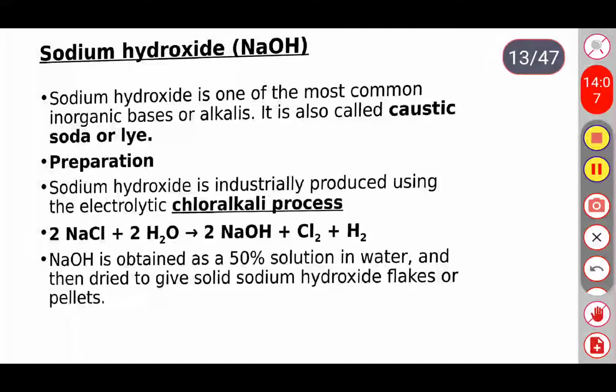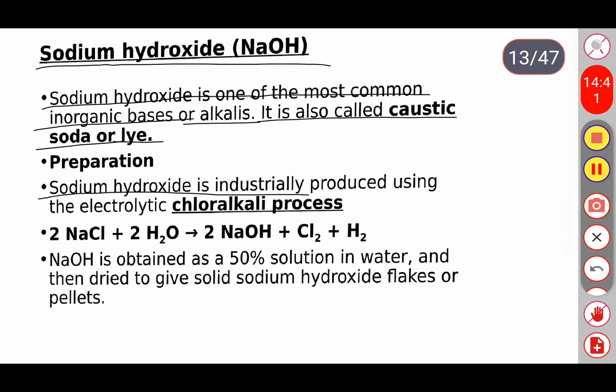Okay, let's see the information related to caustic soda or sodium hydroxide. First one, sodium hydroxide. The molecular formula of sodium hydroxide is NaOH. Sodium hydroxide is one of the most common inorganic bases or alkalis. It is also called caustic soda or lye. So how are we going to prepare sodium hydroxide? Sodium hydroxide is industrially produced using electrolysis.